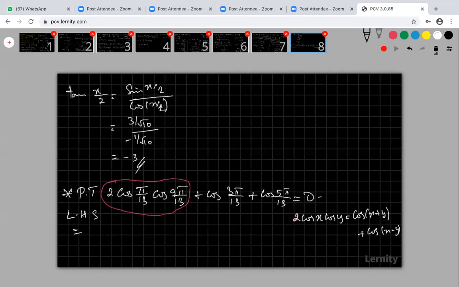Pi plus 9 pi by 13, that is 10 pi by 13. Plus cos of X minus Y, minus what happened? Pi minus 9 pi, minus 8 pi by 13. Are you okay? This is as it is. I am writing cos of 3 pi by 13 plus cos of 5 pi by 13. This is my LHS. So now how to simplify that?